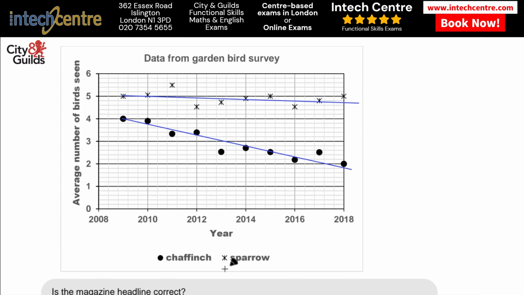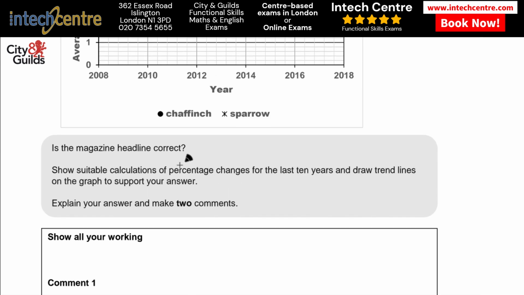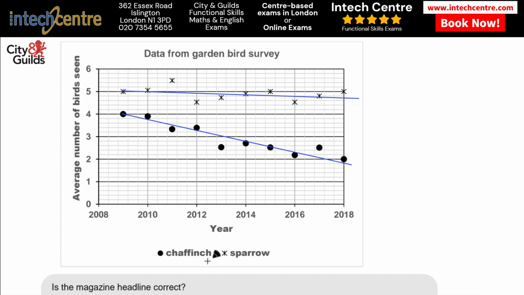Now, checking the same figures and same dates for the sparrow, in 2009 we would see 5 birds, and ending off in 2018 we again see 5 birds. So there's been a 0% change for the sparrow. So the 2 comments that we could put here would be that there's been a decrease in chaffinch sightings, so 50% decrease since 2009 until 2018. And the second comment can be that sparrow sightings roughly remain the same, a 0% change since 2009 going on to 2018. So is the magazine headline correct? It is correct for the chaffinch bird, but it isn't correct for the sparrow. The sparrow sightings are roughly the same.